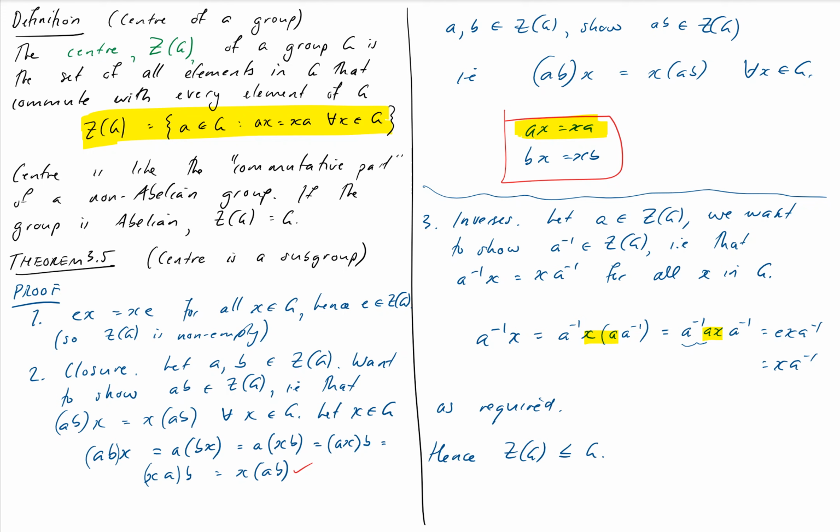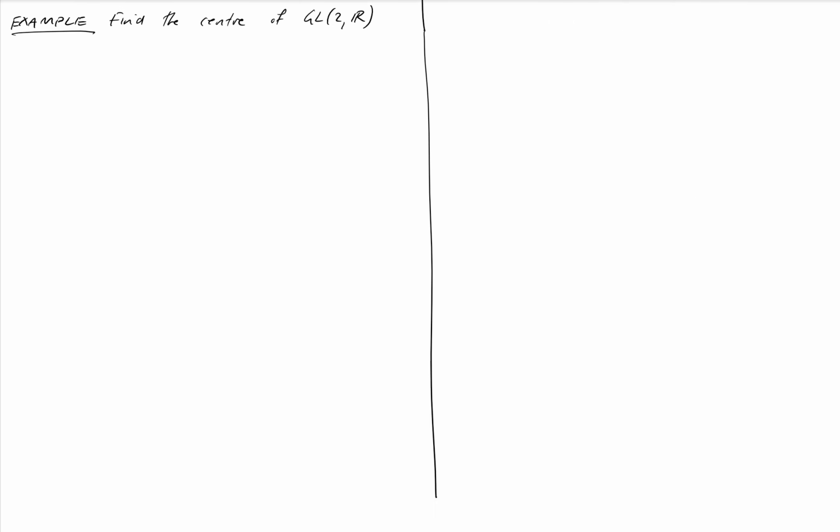So we'll finish off this video by just doing a couple of examples of centers of a couple of different looking groups, just to get a feel for what these things actually look like in practice. So let's begin by returning to our invertible matrix group, the general linear group of 2x2 real matrices. So just quickly remember, those are the matrices that are invertible. Okay, they have non-zero determinant.